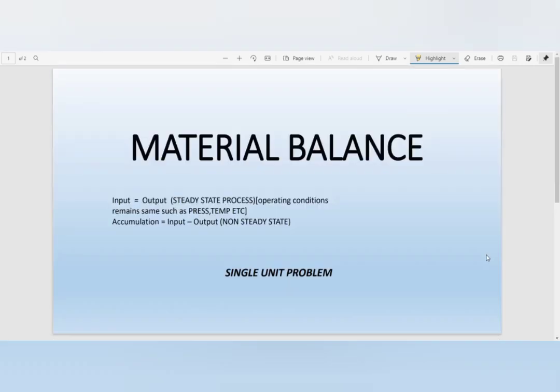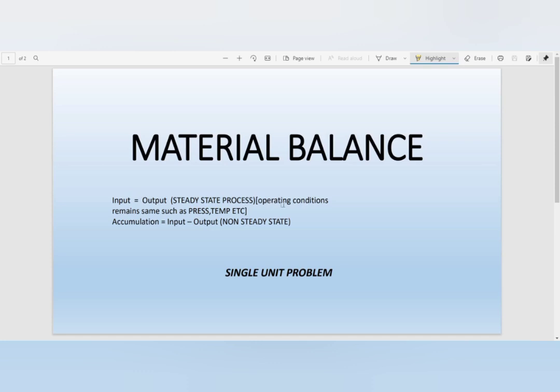We consider this equation for steady state operating conditions where pressure and temperature are constant. Another equation for material balance is for non-steady state, where temperature and pressure are variables and change. The equation of material balance in that situation is accumulation equals input minus output. But in this video we will be solving a problem of steady state.